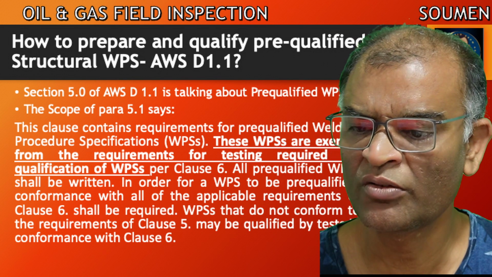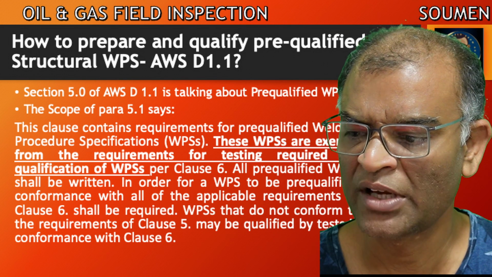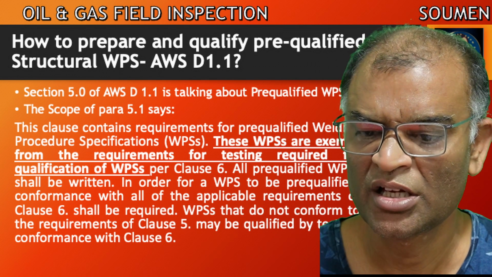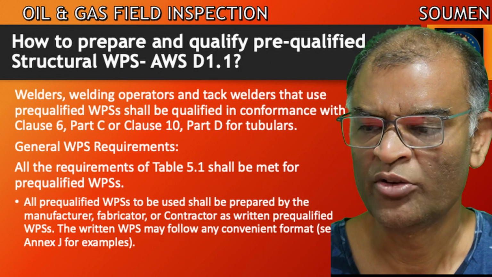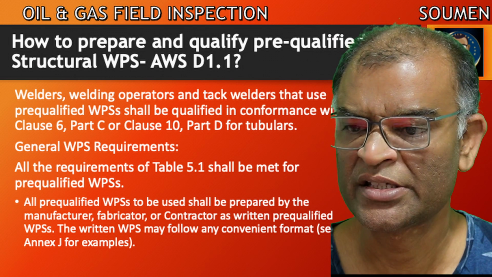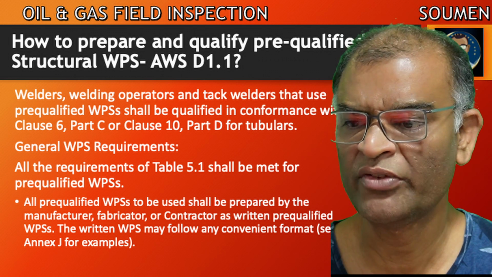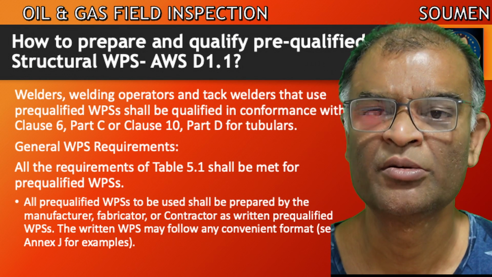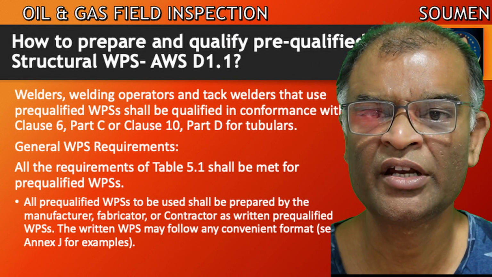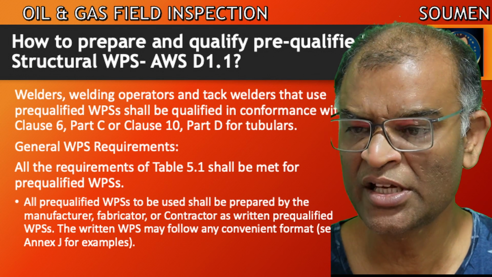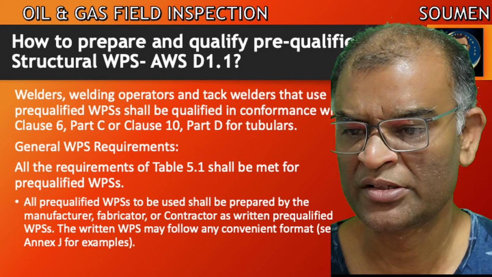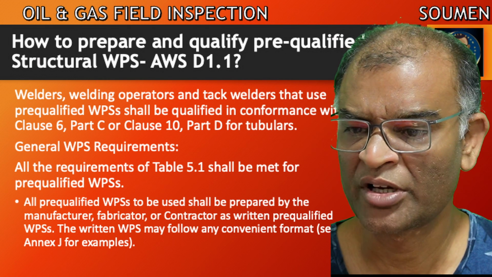WPS that do not conform to the requirements of clause 5 may be qualified by tests in conformance with clause 6. Welders, welding operators and tack welders who will be using this pre-qualified WPS are not automatically qualified. They have to be properly and thoroughly qualified in conformance with clause 6, part C, or clause 10, part D for tubulars.